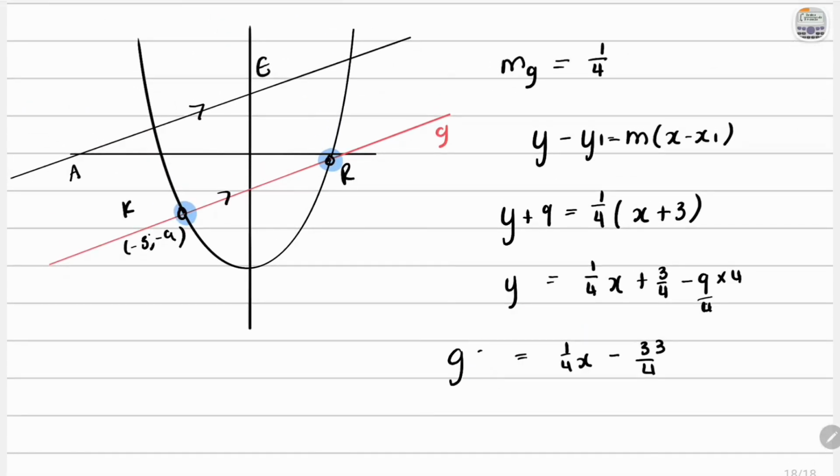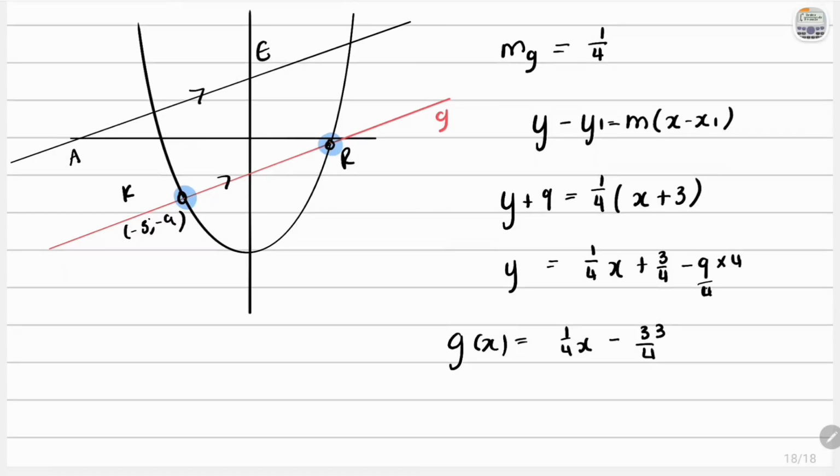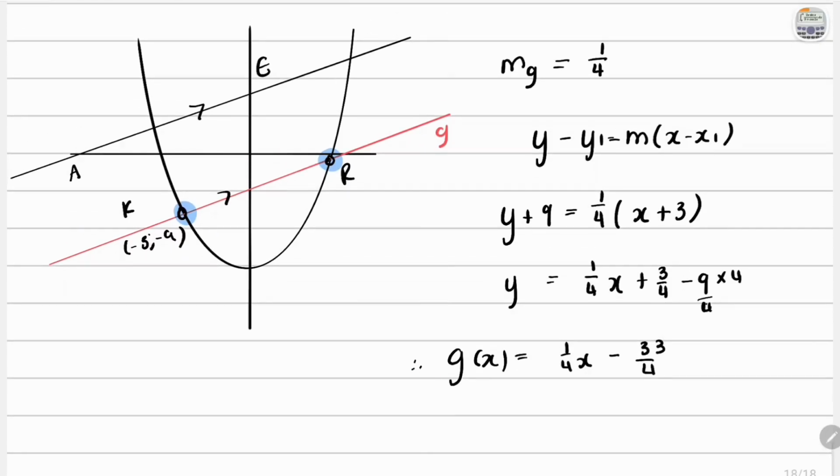Let's call it G of x. That's fine, right? So now that we have G, we're just trying to find the points of intersection between the parabola and the graph of G, but we're specifically going to focus on this one, okay?